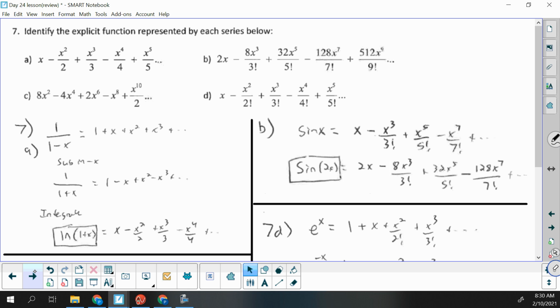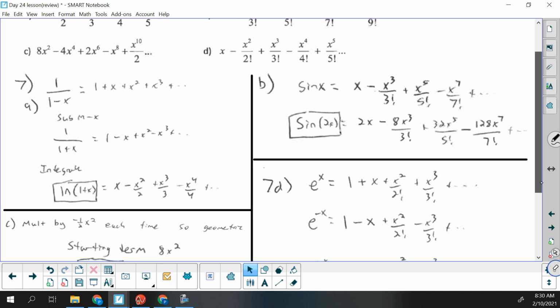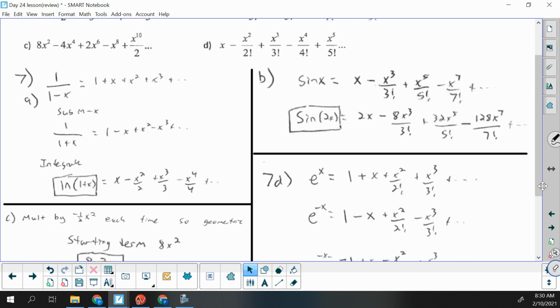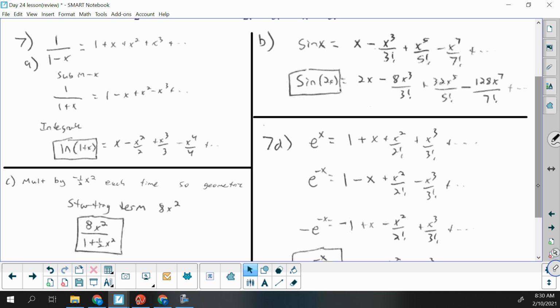In B, notice we've got odd factorials, odd powers, and alternating signs, so we want to think sine. So start with your basic sine, and then we can get what we have by just subbing 2x in for all the x's. So sine 2x would be our final answer there. In C, we want to recognize we're starting with 8x squared and we're multiplying by negative 1/2 x squared each time. So if we take our geometric infinite sum setup, put the 8x squared on top, 1 minus a negative 1/2 x squared on bottom.